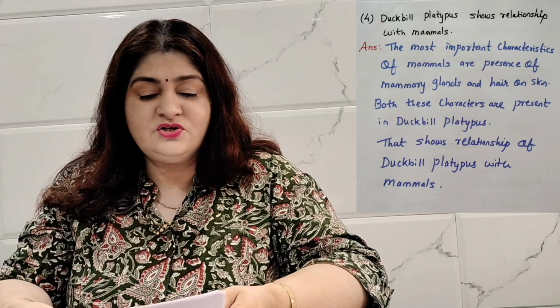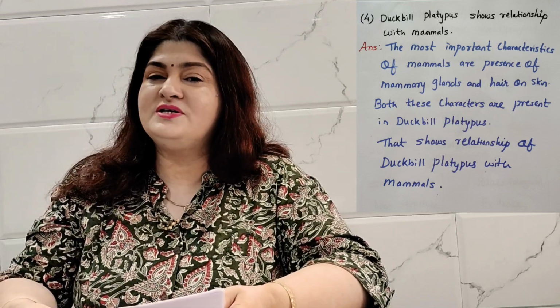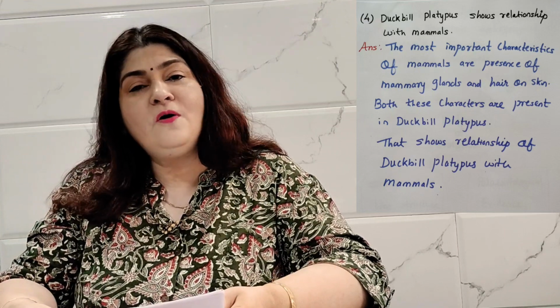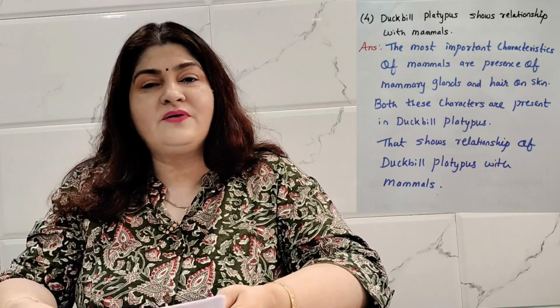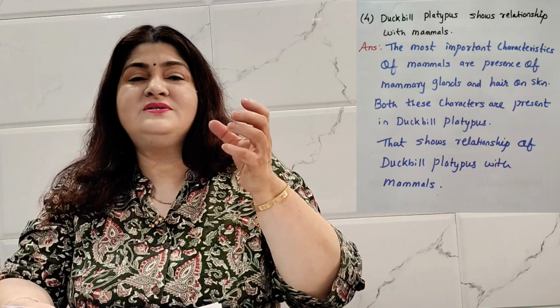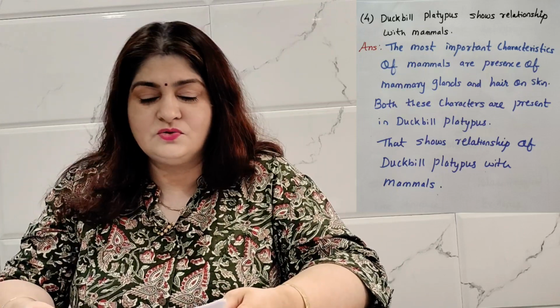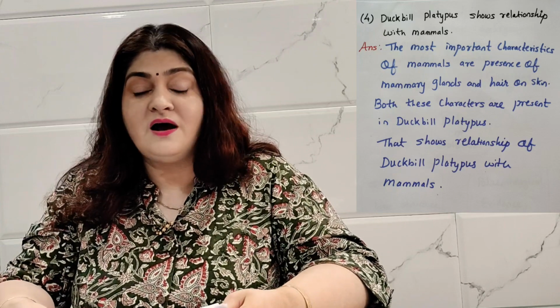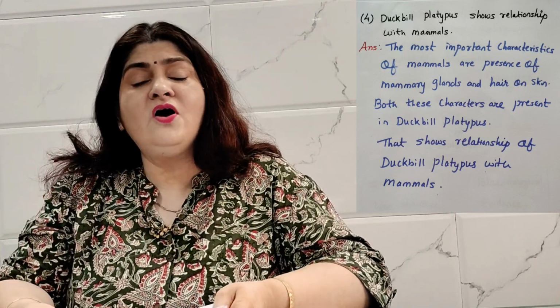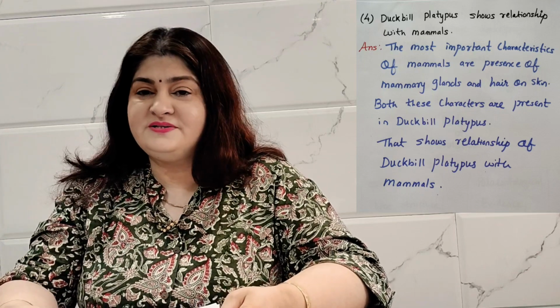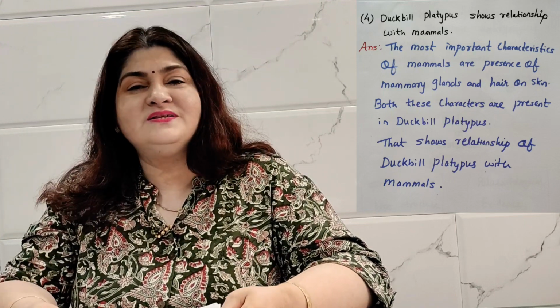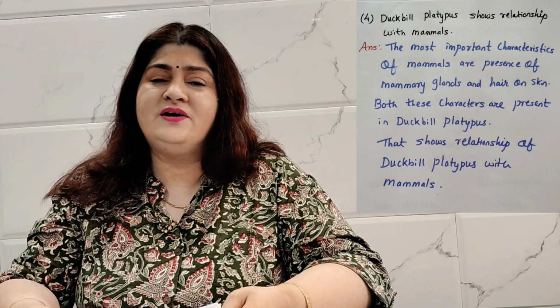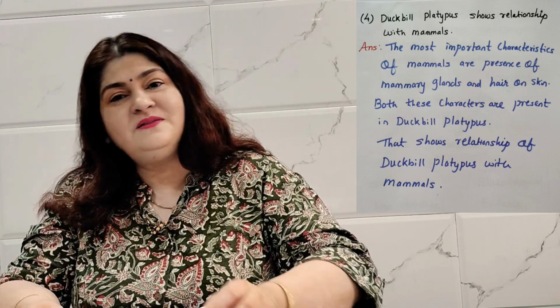So, next scientific reason, that is duckbill platypus shows relationship with mammal. सो डकबिल में क्या मैमल जैसा है? इट हैविंग मैमरी ग्लैंड्स, और वो अपने ऑफस्प्रिंग को मिल्क फीड करता है. दैट इज द सेम कैरेक्टरिस्टिक्स विच इज ऑब्जर्व्ड इन मैमल्स. एंड मैमल्स में दैट कैरेक्टरिस्टिक इज ओनली द मोस्ट इम्पॉर्टेंट कैरेक्टरिस्टिक. सो द मोस्ट इम्पॉर्टेंट कैरेक्टरिस्टिक्स ऑफ मैमल्स आर प्रेजेंस ऑफ मैमरी ग्लैंड, हेयर ऑन स्किन. Both these characters are present in duckbill platypus. That's why they show quite relationship with the mammals. So mammary gland, which is the prominent character of mammal, is present in duckbill platypus.